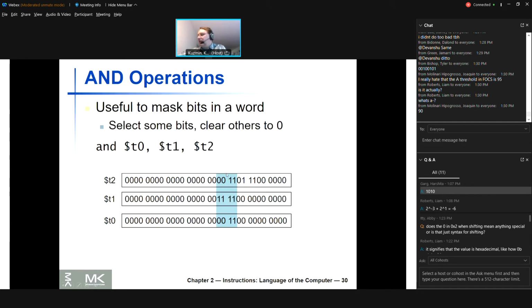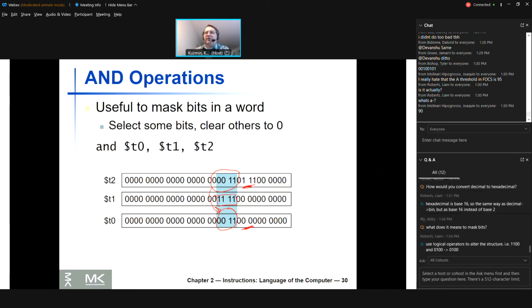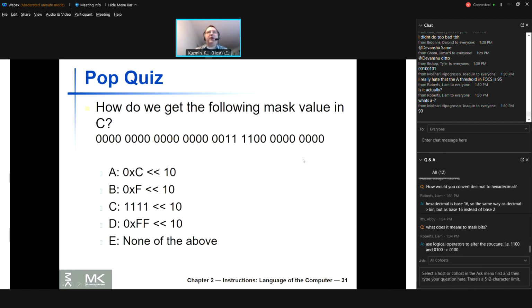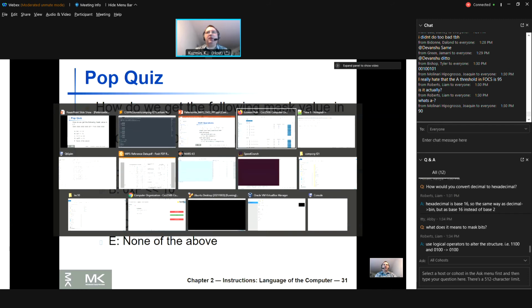So you can see if we draw this just as another example. So these bits come here, right? Because we have 4 ones here, and all the other bits are cleared. You see here we had ones, and here they turned into zeros. We cleared those bits. Okay, and then we have a pop quiz, yet another one.